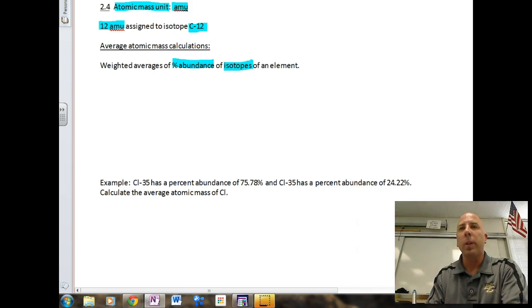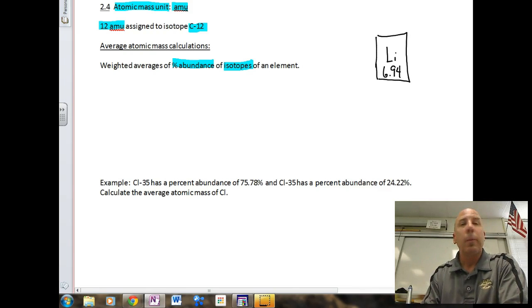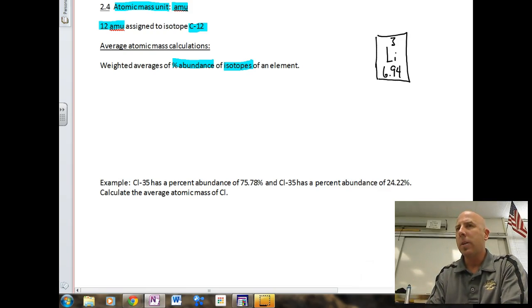This is the reason why when we look on the periodic table at any given element, let's say we pick the element lithium. Lithium has an average atomic mass of 6.94. Now, that decimal is telling us that there's something interesting going on. In the previous talk, just a couple minutes ago, I told you that we would have 3 protons and 3 electrons given a neutral atom of lithium.